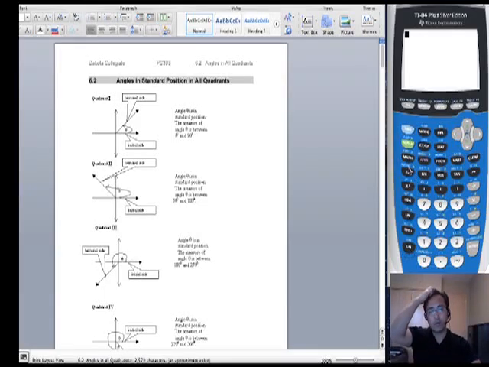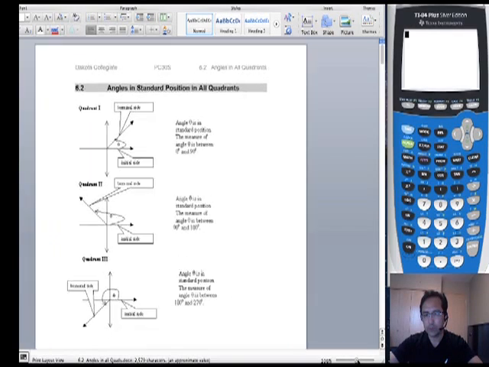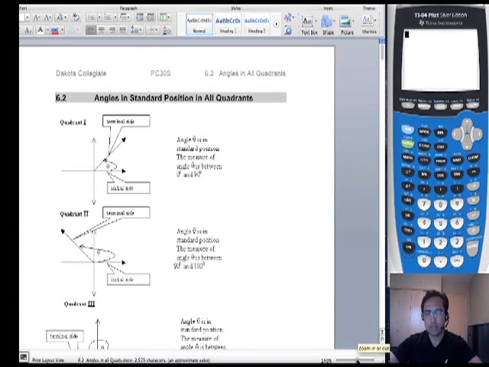Okay, moving on with 6.2, we took a look at the angles in standard position in quadrant 1. Now we're going to go all the way through the circle with all four quadrants. So when we take a look at the notes for 6.2, here are our introductory ideas. In quadrant 1, we have the initial side here and the terminal side there.